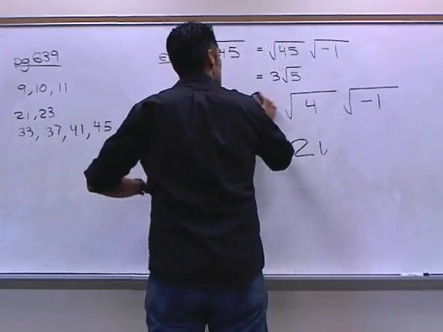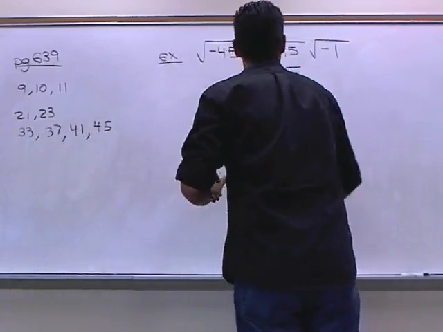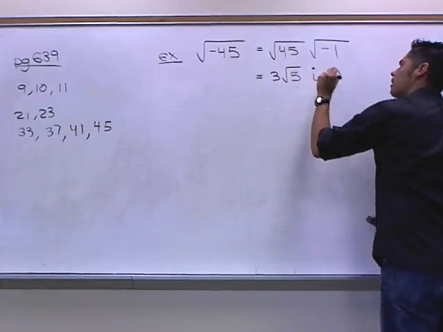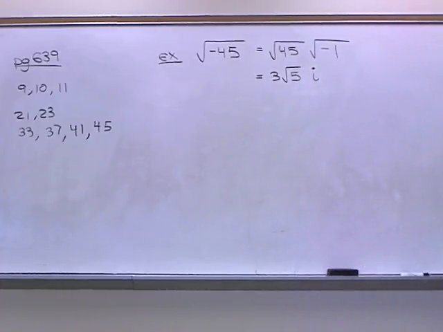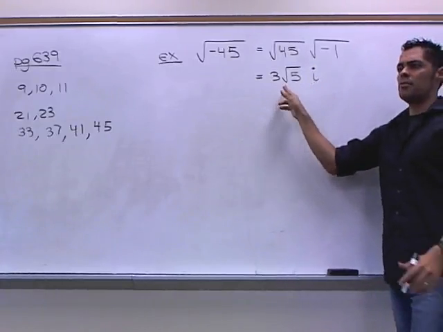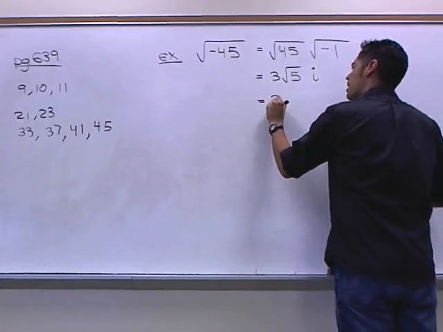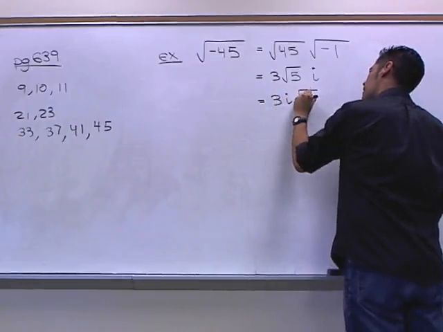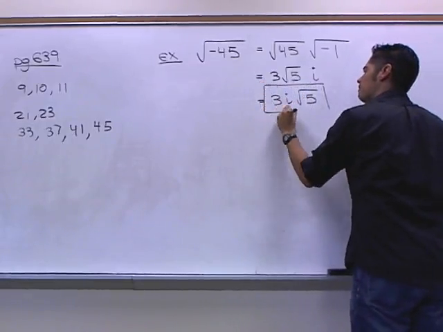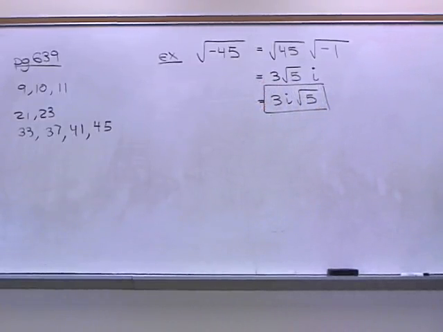And then the square root of -1 is i. Now we don't normally write it that way. We always like to put the i in front of the root. So we write 3i root 5. That would be it. That make sense?